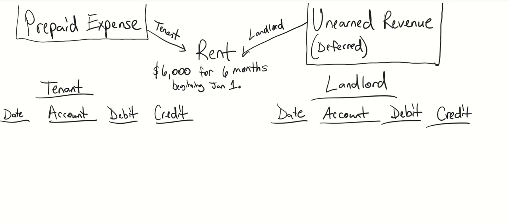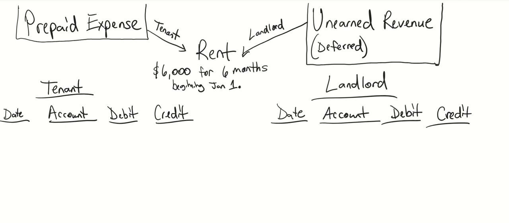So we're going to say that the tenant and the landlord agreed to a $6,000 advance payment for 6 months beginning on January 1st from the tenant to the landlord. So as of January 1st, an advance payment of $6,000 was made to the landlord for 6 months starting January 1st. So let's look at the books for the tenant side, because the tenant is the prepaid expense example, specifically rent.